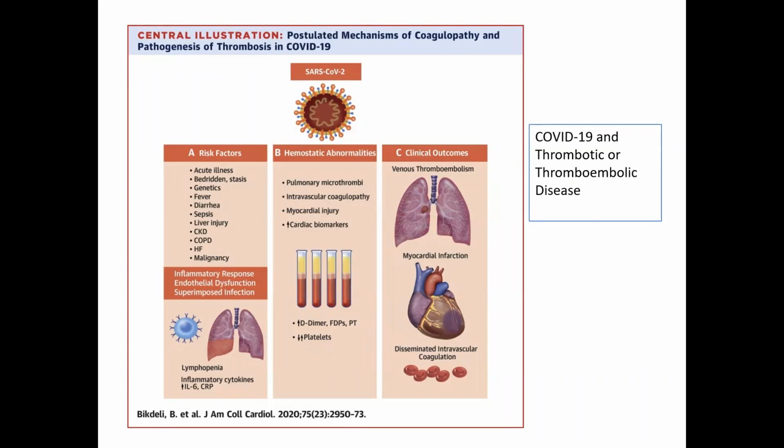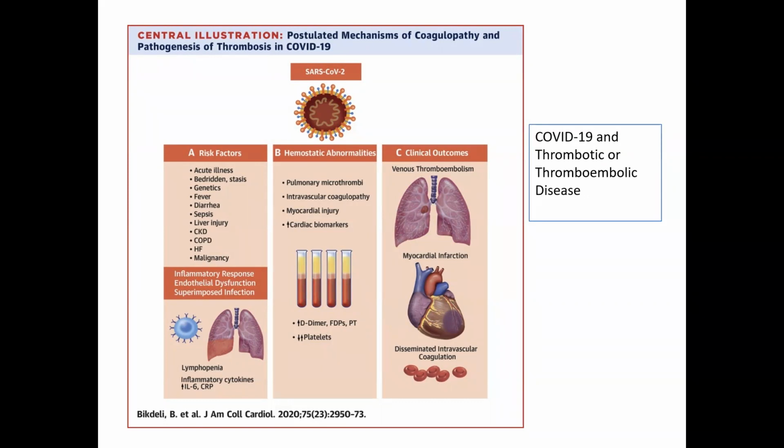Apart from that, genetics, fever, diarrhea, once again causing hemoconcentration, sepsis leading to activation of inflammation, liver injury, CKD, COPD, heart failure, malignancy. There are many malignancies which cause a procoagulant state. So these are the risk factors which we have to identify in patients of COVID-19 so that we can prevent any untoward incidents which may be precipitated by thromboembolic diseases.